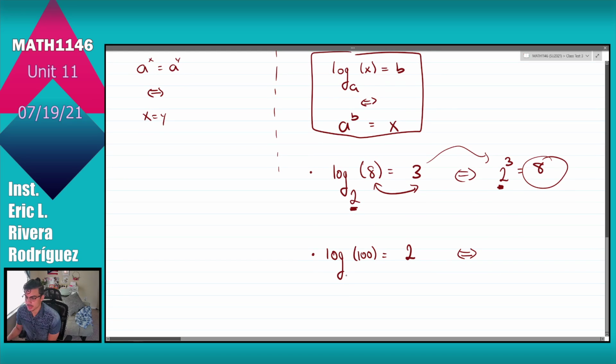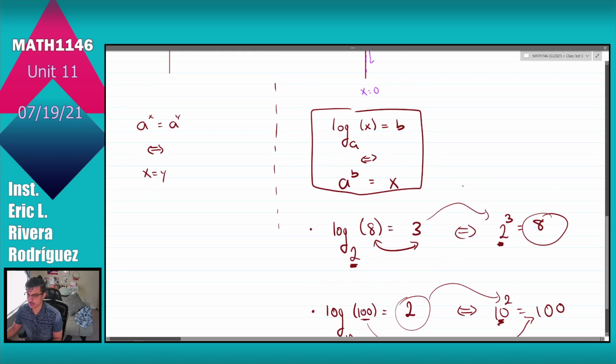For this one, when we are not seeing the base, that means that the base is 10. So 10 squared is equal to 100. So the bases are both 10. The result of the logarithmic function is going to be the input in the exponential function, and the input in the logarithmic function is going to be the output of the exponential function, right? And this is what we are going to use to solve equations with logarithmic functions.